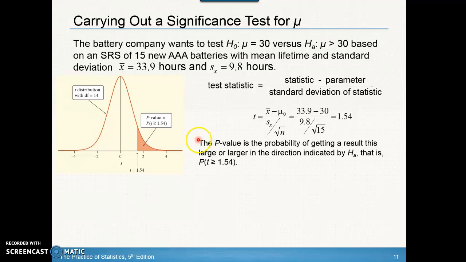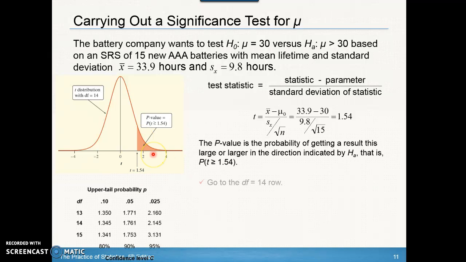And then just remember in this case, the p-value is the probability of getting this specific t-value or larger, because that's the direction stated by the alternative, because we're going to say, hey, we actually think it's greater than 30. So what's the probability that t is greater than or equal to 1.54? So here's our mean, basically, of 30. Here's our test statistic t. What's the probability that I get this test statistic or more extreme?